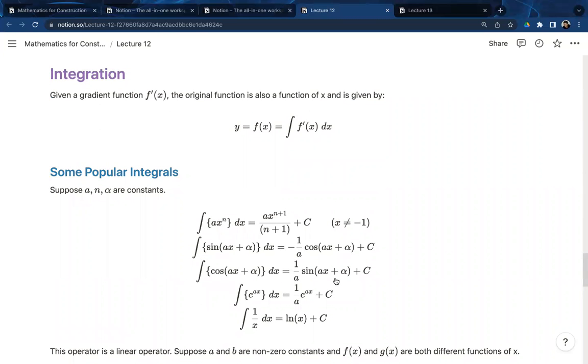Integration is the process of finding the original function given the gradient function. It's the reverse of differentiation. In differentiation, we're given a function and we need to find the gradient function. And if integration is the reverse, we have the gradient function, but we want to know what the original function was that gave that gradient function.